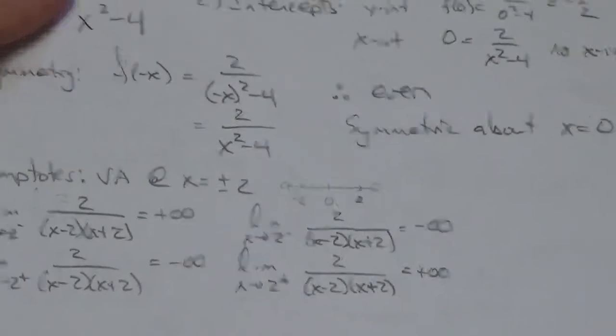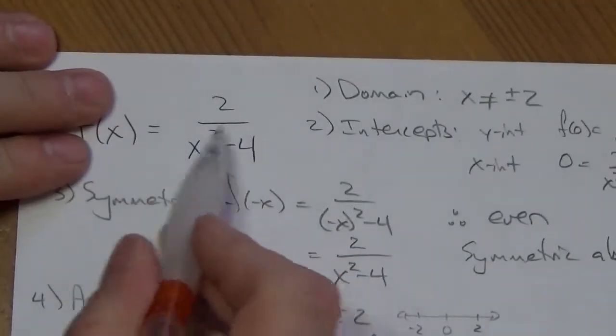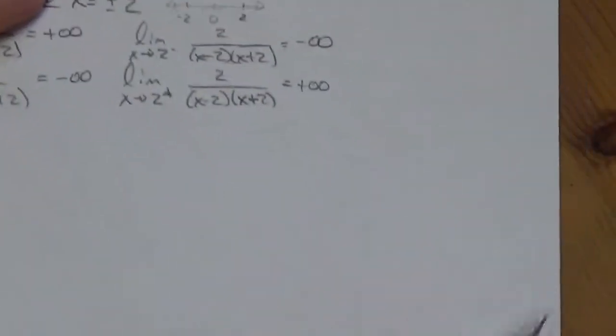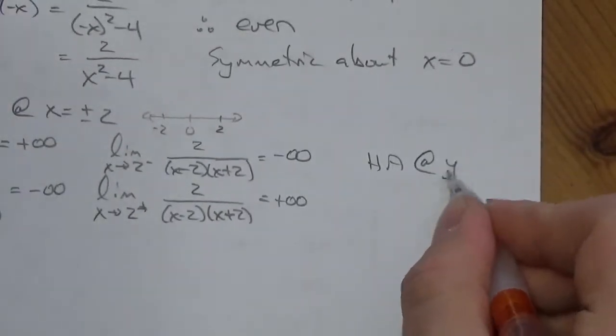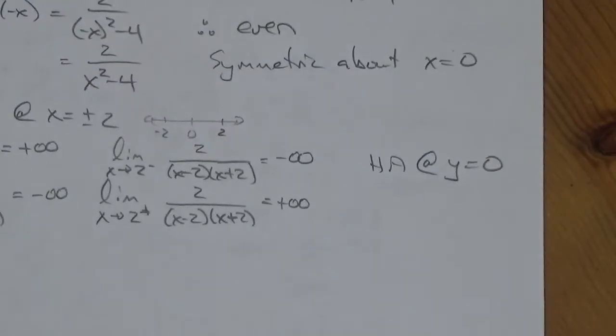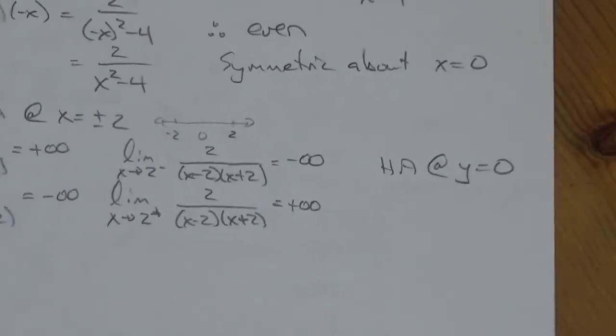The only other thing I need to notice here is that the degree of the denominator is larger than the degree of the numerator. So I know that this also has a horizontal asymptote at y equals 0. And we'll see how that plays out later on.